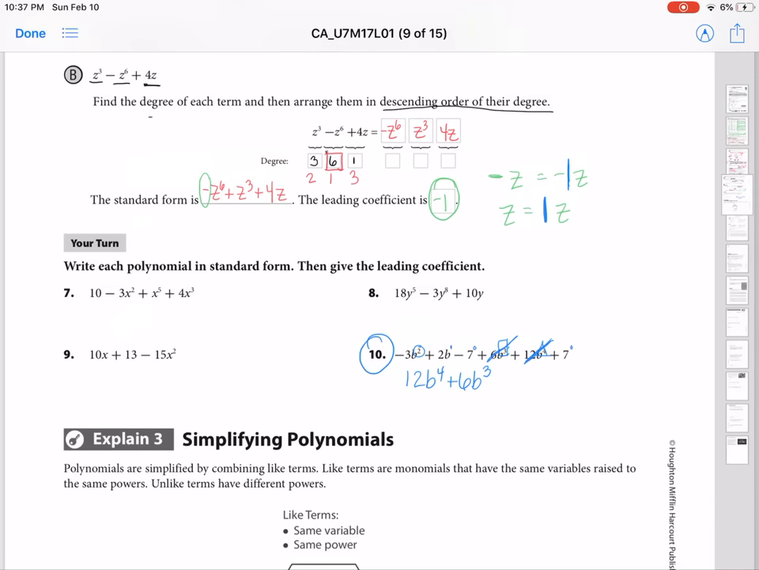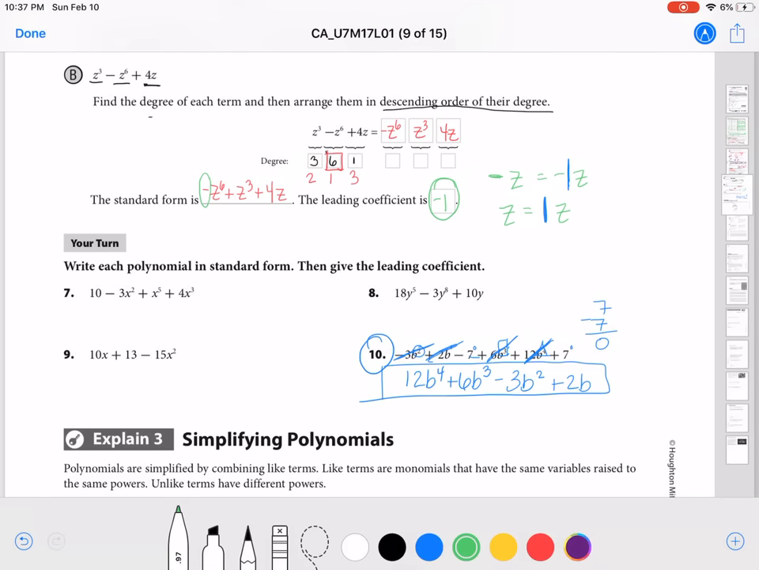I'm going to cross those out because I took care of those. Minus 3b squared plus 2b. And then we have a negative 7 and a positive 7. So if we have 7 minus 7, we're going to get 0. And so this is actually going to be my answer. My leading coefficient is going to be 12. So leading coefficient is 12.